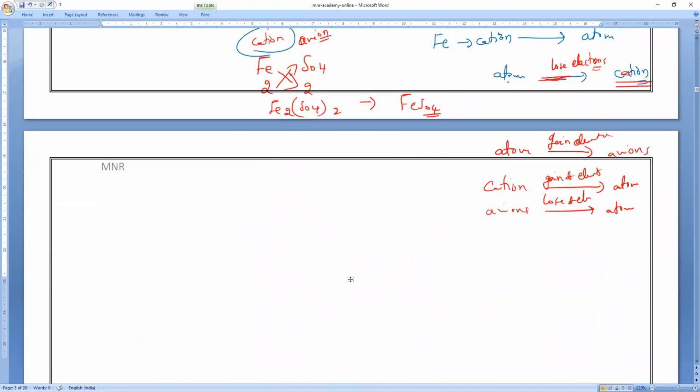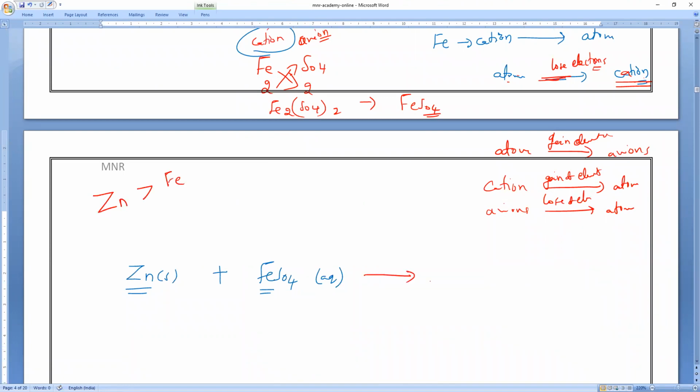Understanding is very important. So you can make an example: zinc is reacting with iron sulfate. Tell me now, identify the metals. Who are the metals present here? One is zinc, another one is iron in salt. So who is more reactive? Zinc is more reactive than iron. So what will happen?